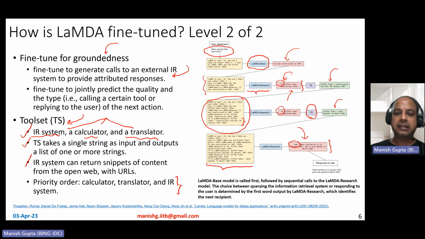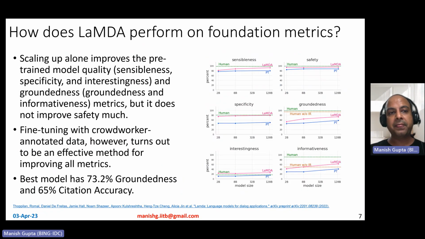Now that said, in the future, they can expand this toolset to many other kinds of tools. In fact, if you think about Bing, the toolset is very large when it has integrated ChatGPT kind of models into the way Bing works.